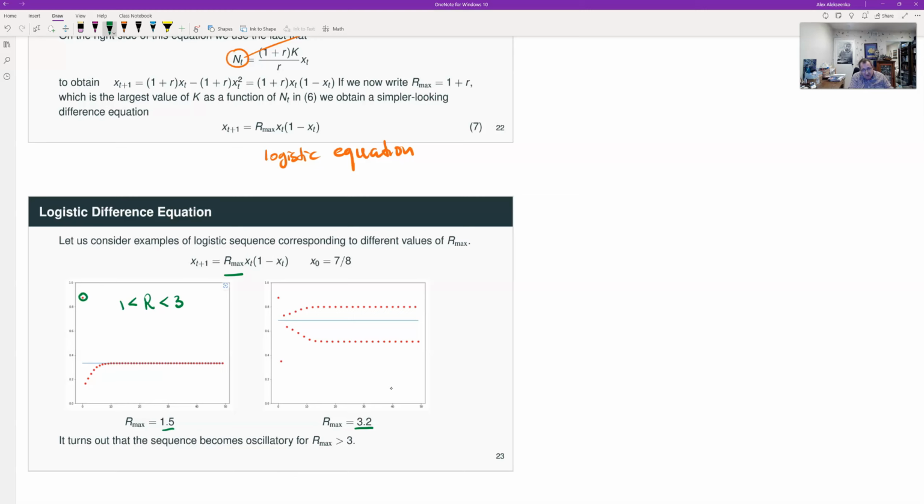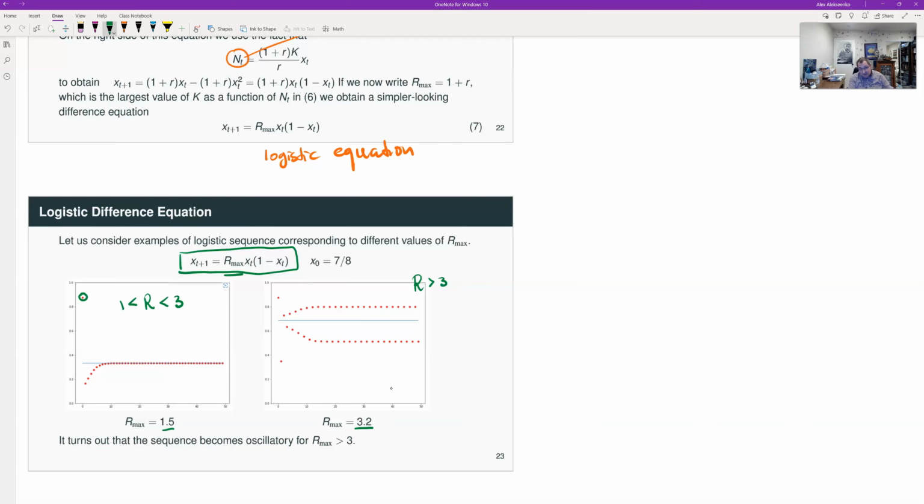a steady state for the system. From year to year, from time moment to time moment, the system doesn't really change. Now, for values of R bigger than 3, we will have instability. Interestingly enough, this model has a steady state, but when R is greater than 3, the sequence cannot reach that steady state. It starts to oscillate back and forth.